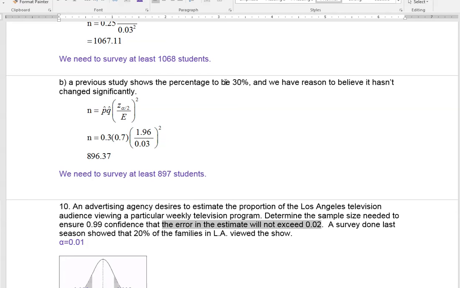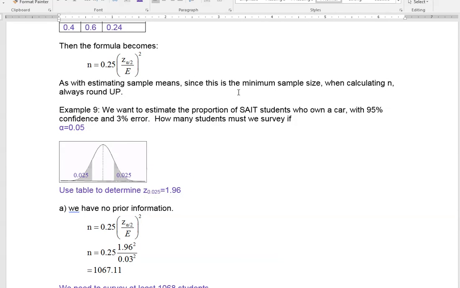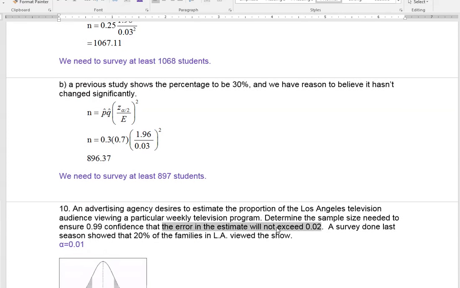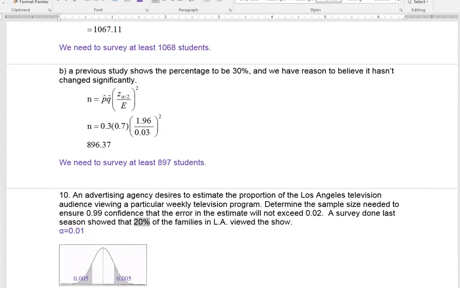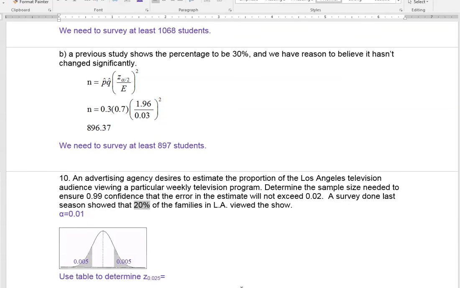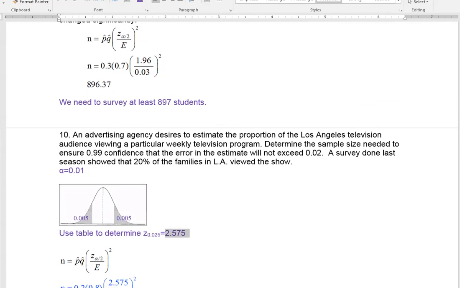And note with these margin of error for proportions, that's always got to be written as a decimal. So back here on the previous question, I'm actually going to scroll back, where we had 3% margin of error, we changed it to 0.03. Here it's already as a decimal, right? There's no percentage there, so we leave it as 0.02. We do have a p hat, 20%. So that alpha indirectly tells us our z-score, 0.005. We look up, and again we see that z-score 2.575 or 2.576, depending on which version of the table you're looking at.